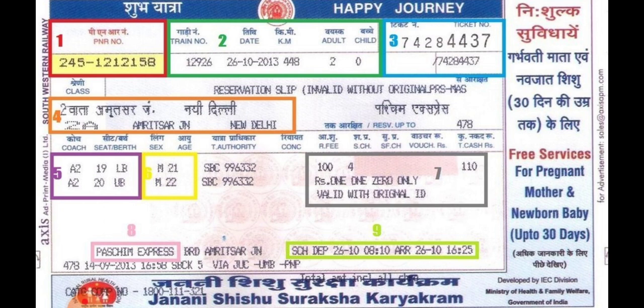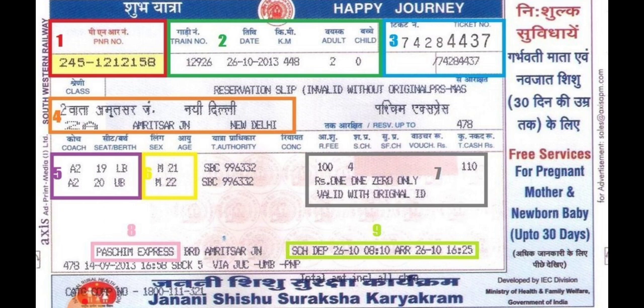Okay, what is the name of the train? Paschim Express. The Paschim Express is written in column number 8 in English, and when you look at the upper portion, below column number 3, it is written in Hindi also. Below column number 3, Paschim Express is written in Hindi, and in column number 8 down left, it is written in English, Paschim Express.